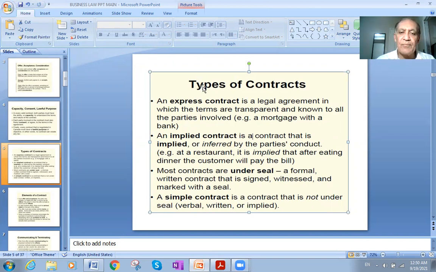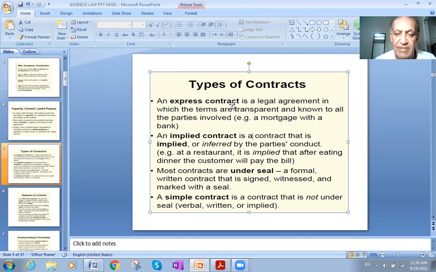The types of contracts in Canada here are, first, an express contract. It is a legal agreement in which the terms are transparent and known to all the parties involved. For example, the mortgage with the banks. Everybody knows about the mortgage with the banks. It's very clear. Everybody knows all the details of these kinds of contracts.